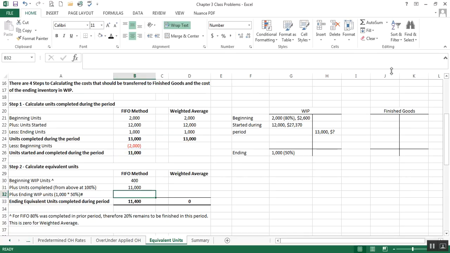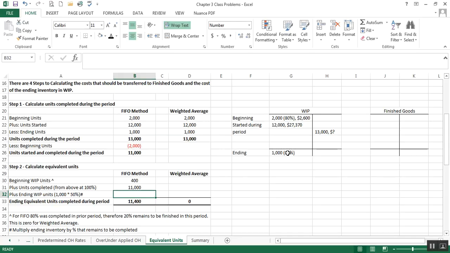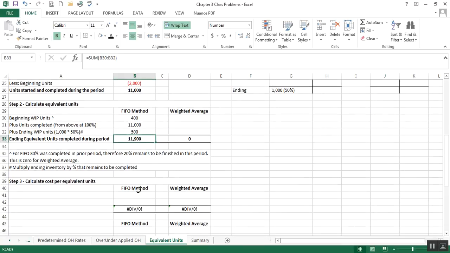at 100%. And then we're going to take our ending WIP. We said here it's 1,000 and is 50% completed. That means that we finished 50% during this period. If we had said that we had 70% completed, then this would be times 70% because that's what we finished during this period. So it's 1,000 times 50%. That gives us equivalent units of 11,900.